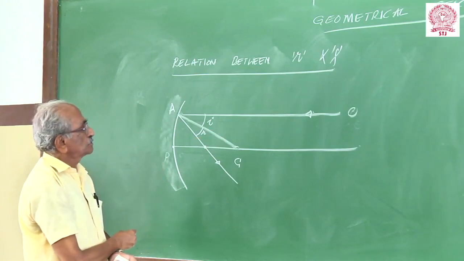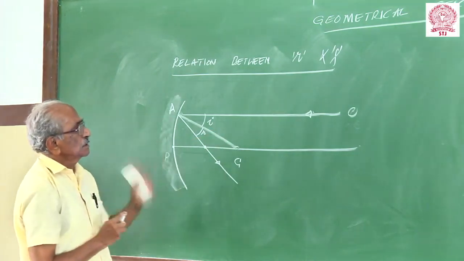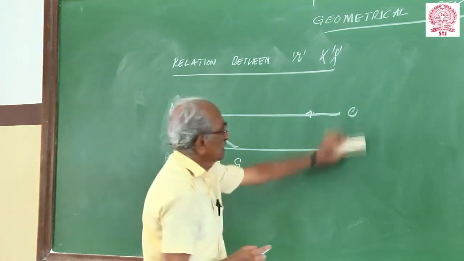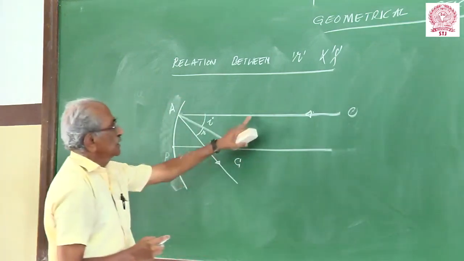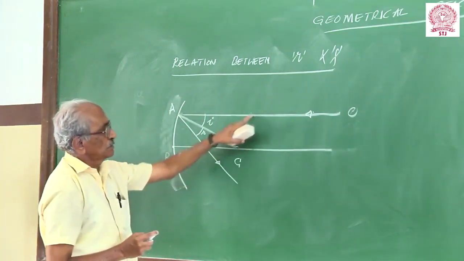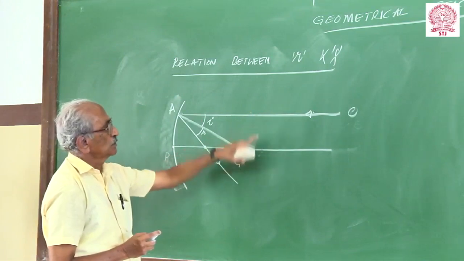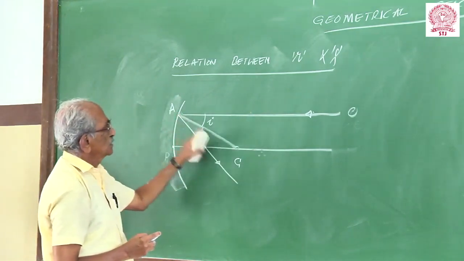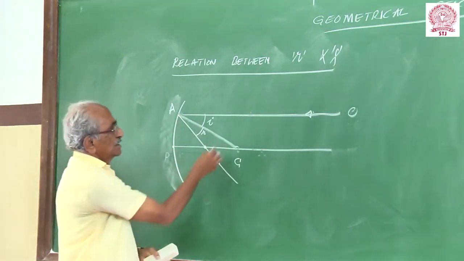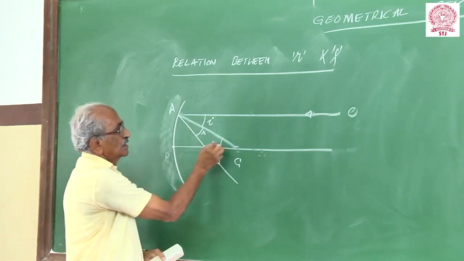Now here you have to remember that if 2 straight lines are parallel to each other, and this is a transversal, therefore this is the alternate angle.